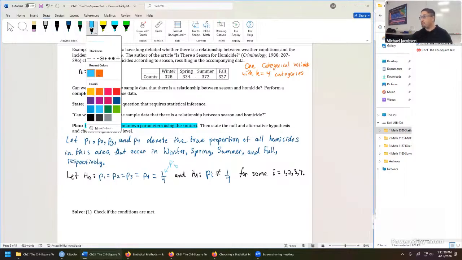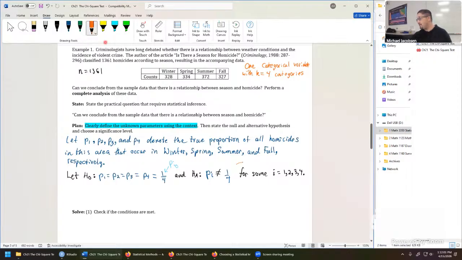Because there's so much going on with this one, sometimes this is called an overall test. We're making an overall test for any difference whatsoever in our alternative hypothesis. So there they are. That's the trickiest thing about chi-squared procedures, is stating the null and alternative. Parameters are very similar to what we did before, but our hypotheses are starting to look really, really different, and they'll get even more different in the next chapter.